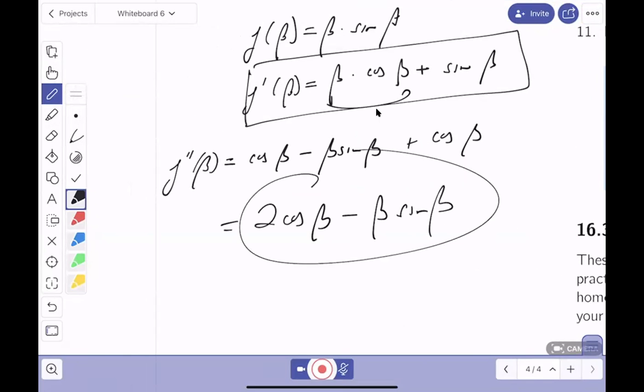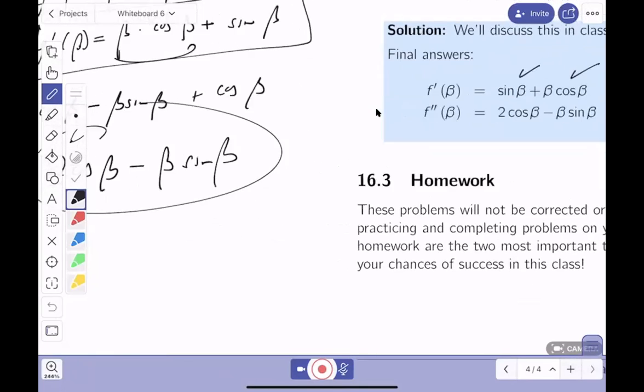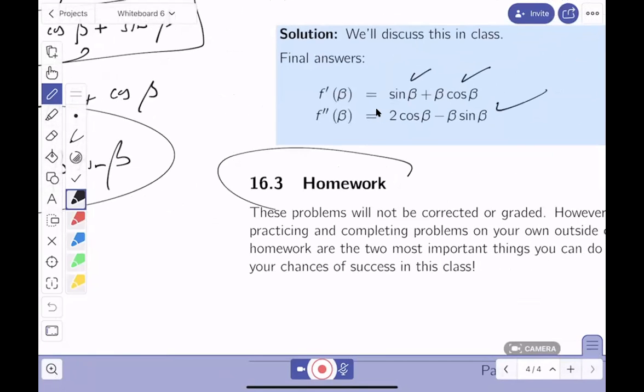Let's see how we did. Again, if I made a mistake, I'll correct myself. So 2 cosine beta minus beta sine beta. Looking good. All right, what do you have to do now?